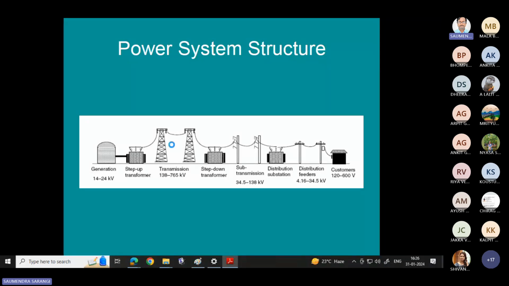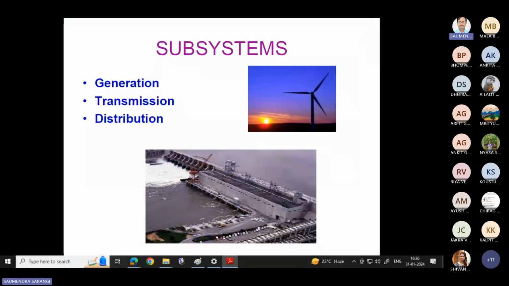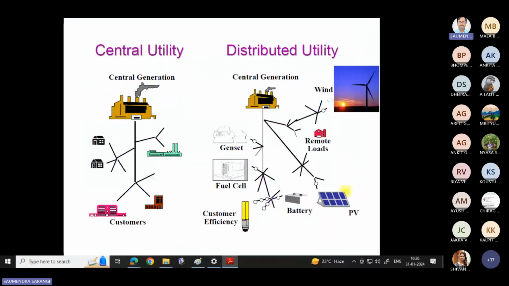What does it mean that a fault may be created? It may be because of external reasons, or because of some other insulation burning.